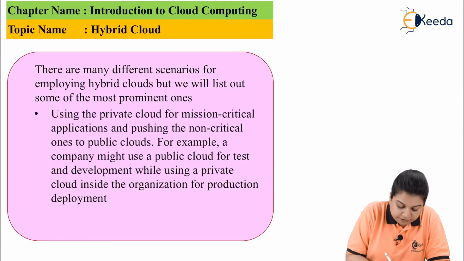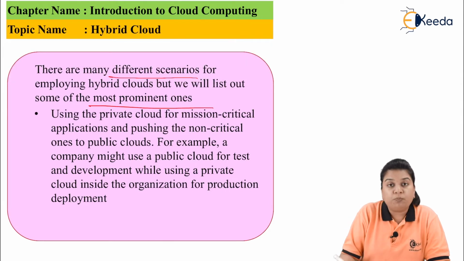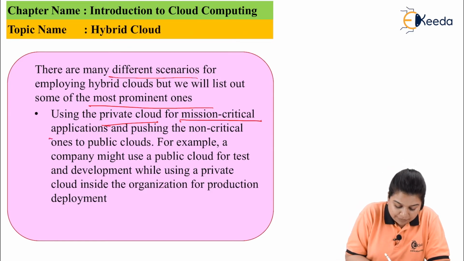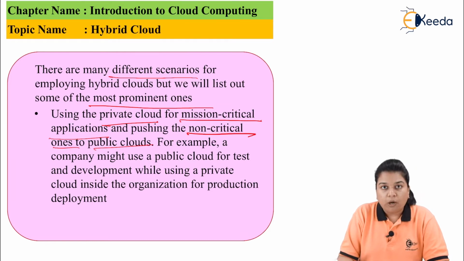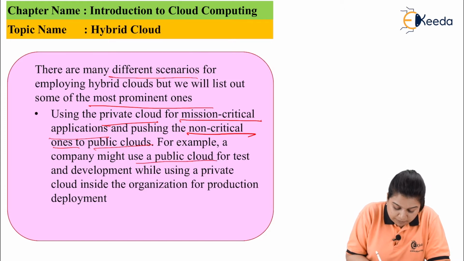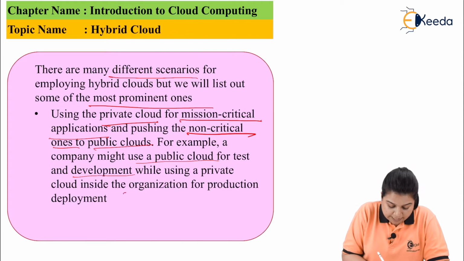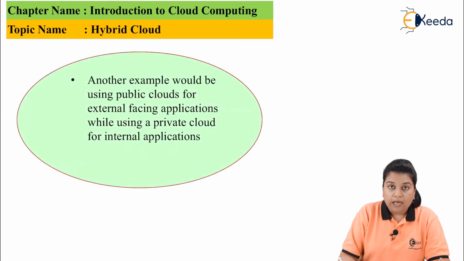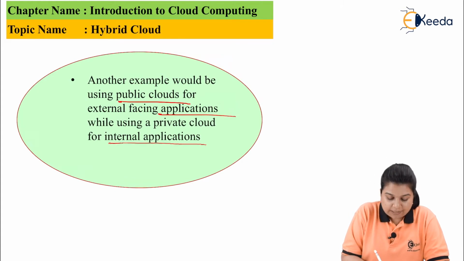There are many different scenarios for employing hybrid clouds, but we will list out some of the most prominent ones. First one, using the private cloud for mission critical applications and pushing the non-critical ones to public clouds. For example, a company might use a public cloud for test and development while using a private cloud inside the organization for production and deployment. Another example would be using public cloud for external facing applications while using a private cloud for internal applications.